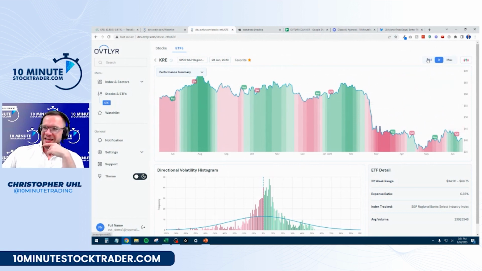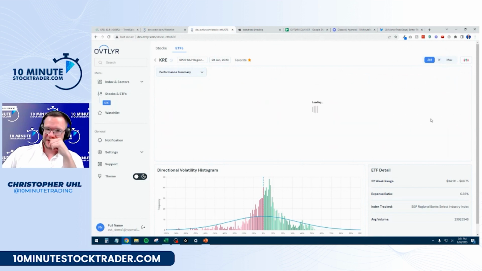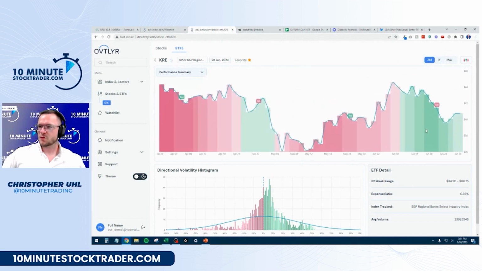So looking at KRE, this is in the sell category. And like we talked about a minute ago, working towards a lighter green, all of that looks good. And once it reaches the lightest green, it'll start going into pink. So all of that looks great.